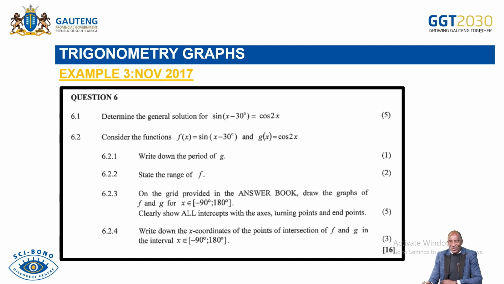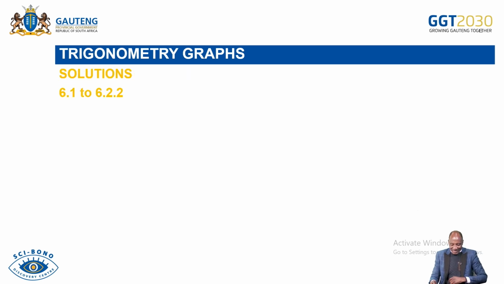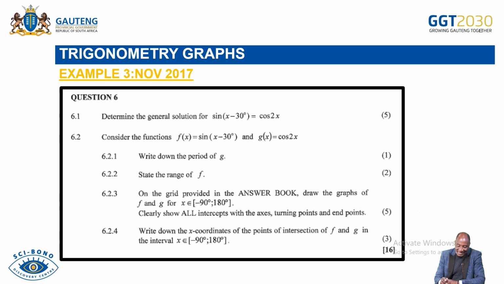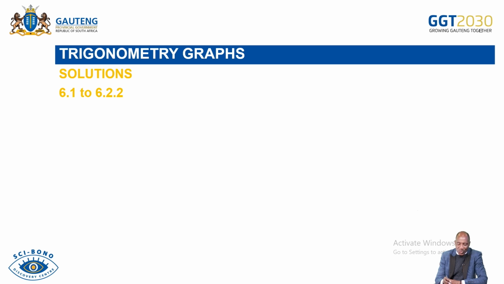Let's have a look at how you answered that question. Hopefully you managed to go through and got some general solution there. Right. The first part of the question says, determine the general solution of sine (x minus 30 degrees) equals cos 2x. So we'll say sine of (x minus 30 degrees) is equal to cos of 2x.